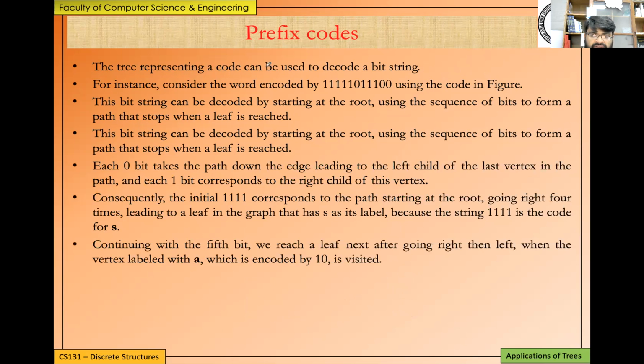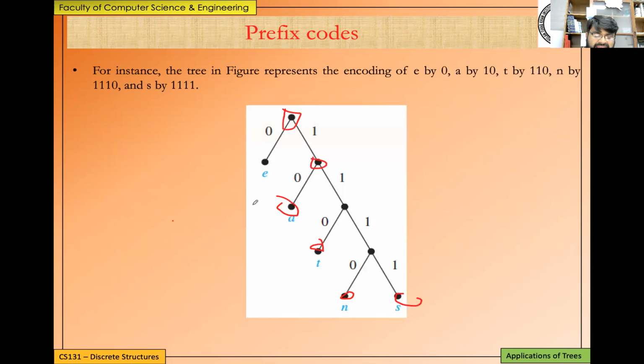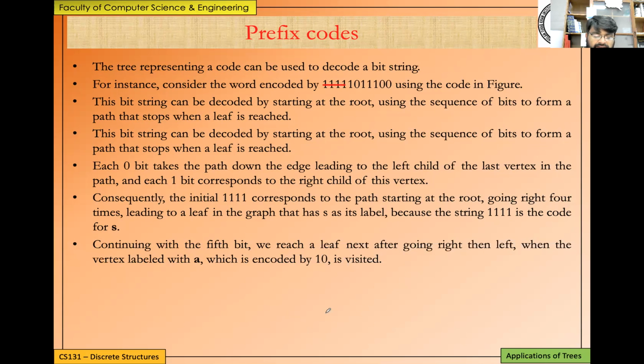Continuing with the 5th bit. These first 4 bits are used. So now let's start with 10, and 10 we know is the code for A. So 10 is the code for A. So it now becomes SA, right? And we have used 10 again.